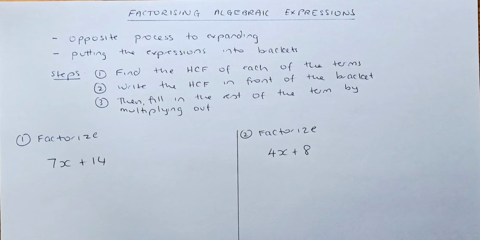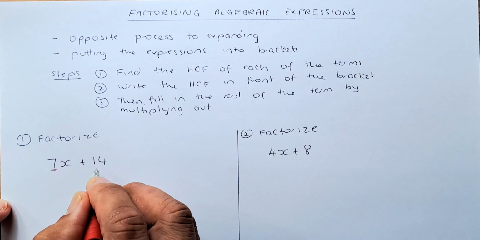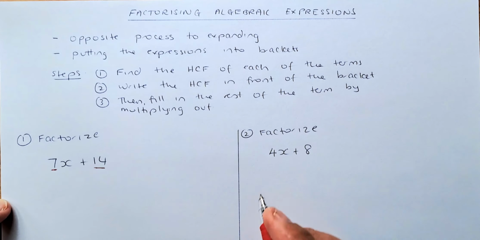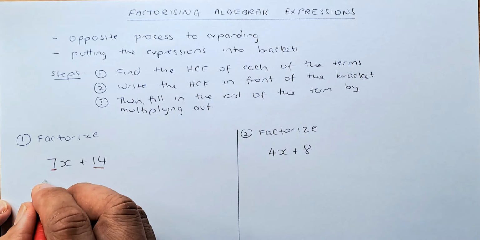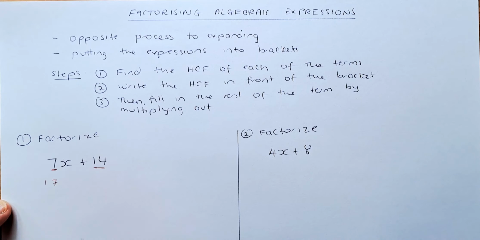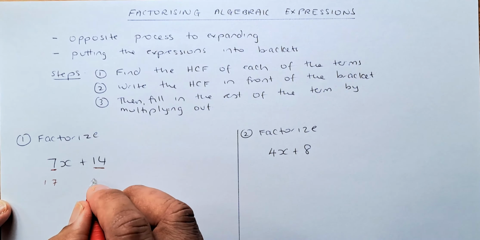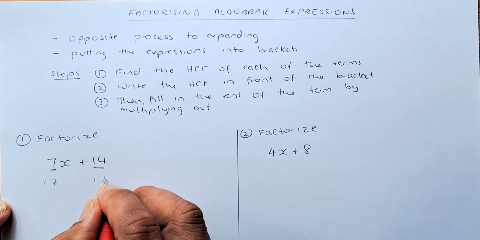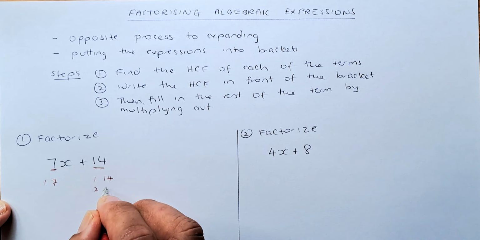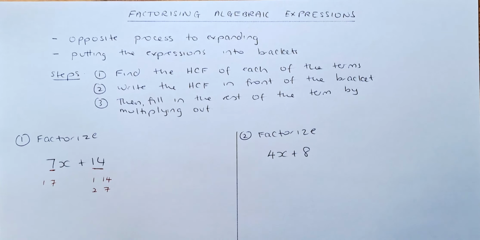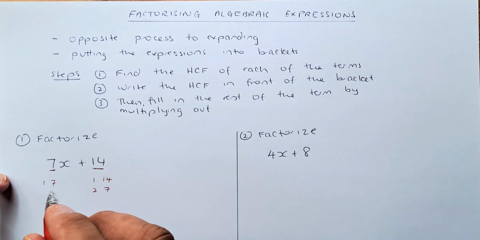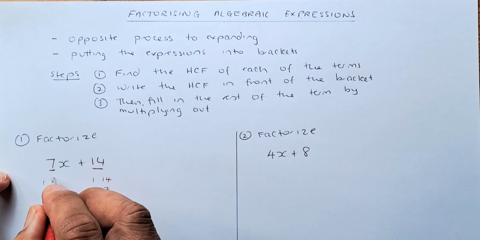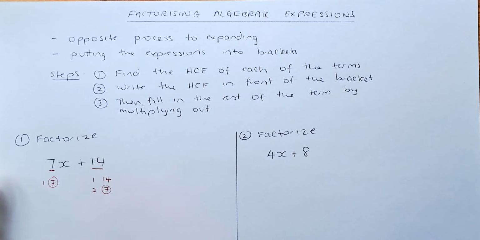So suppose we have 7x plus 14. You look at the numbers 7 and 14. So what are the factors of 7? It could be 1 and 7, and that's it. For 14, it could be 1 and 14, 2 and 7. So the common factors are 1 and 7, and the highest common factor is going to be 7. So what you do, you take the 7 out, and then you put a bracket.